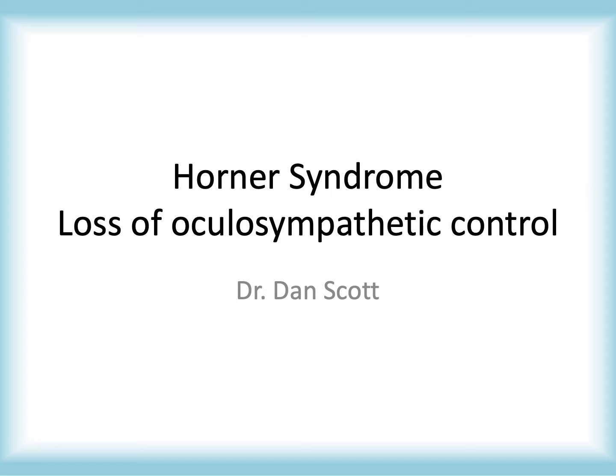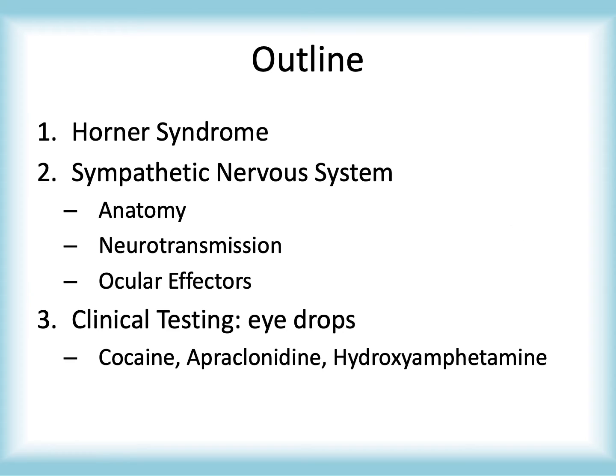I'm discussing the ocular sympathetic control for the eye and surrounding structures with reference to Horner's syndrome. First, I'll outline Horner's syndrome, then discuss the oculosympathetic anatomy, neurotransmission, and effector targets. Finally, we will wrap up by discussing the clinical testing for Horner's syndrome.